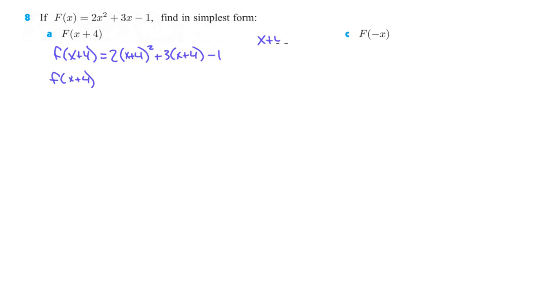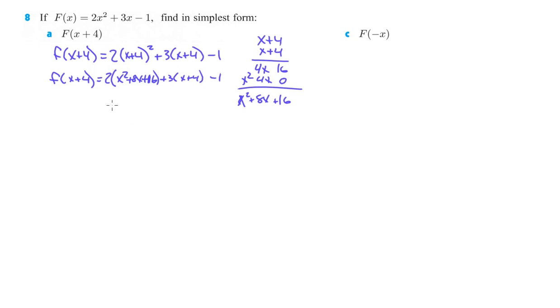So we've got x plus 4 times x plus 4. We've got to multiply this out. 4 times 4 is 16. That's 4x. Put our 0 in to hold the place. X times 4 is 4x. X times x is x squared. So this gives us 16, 8x, and x squared. So this is going to equal 2 times x squared plus 8x plus 16, plus 3 times x plus 4, minus 1.